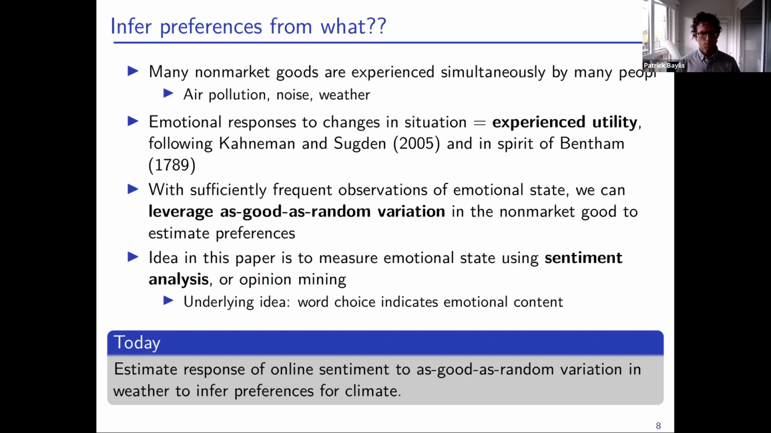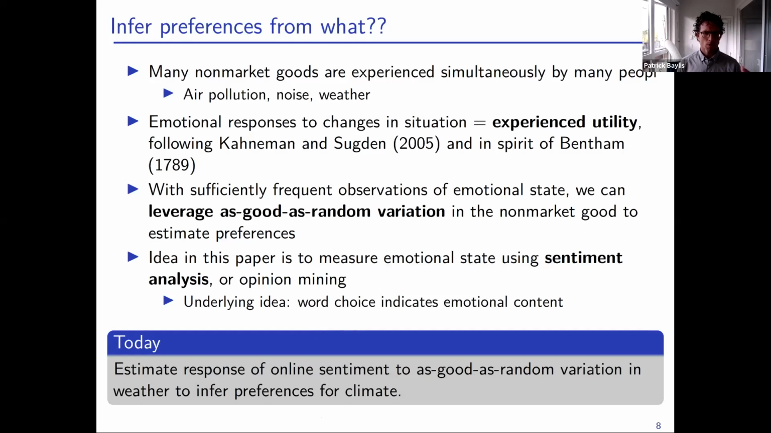Specifically, in this paper, I'm going to be measuring emotional state with a kind of proxy for that, which measures the emotional content of text on social media. So I'll be measuring emotional state using sentiment analysis, which is a natural language processing technique, also known as opinion mining. And the underlying idea here is that the word choice that people select when they craft text, when they speak, when they post on Twitter, some of those word choices can actually indicate the underlying emotional content of the person. So what am I doing today?